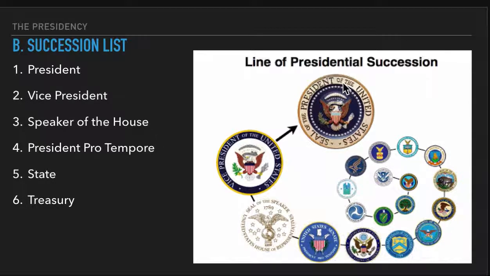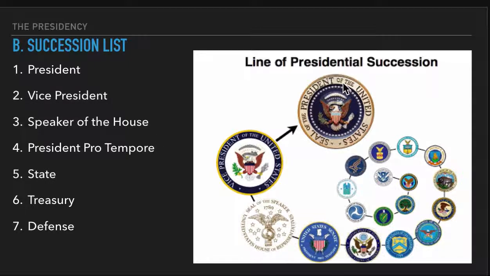Then we have the Secretary of the Treasury. Thank you to Alexander Hamilton, who got this started. The Secretary of the Treasury is pretty easy to understand because he's responsible for all of our financial organization. He's in charge of the national banking system. He's in charge of the federal banks, and so therefore he's going to play an important part.